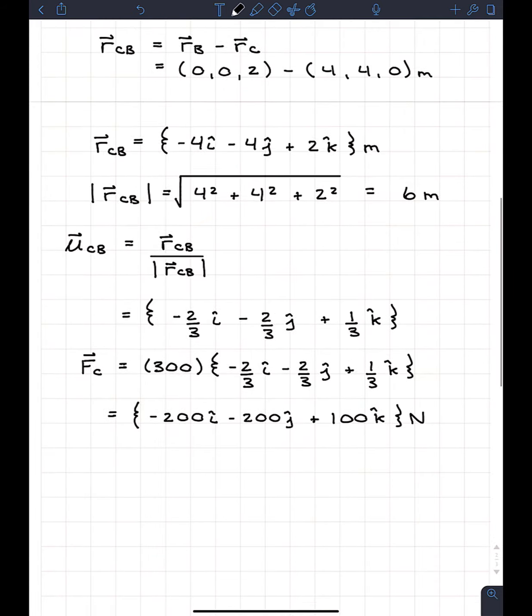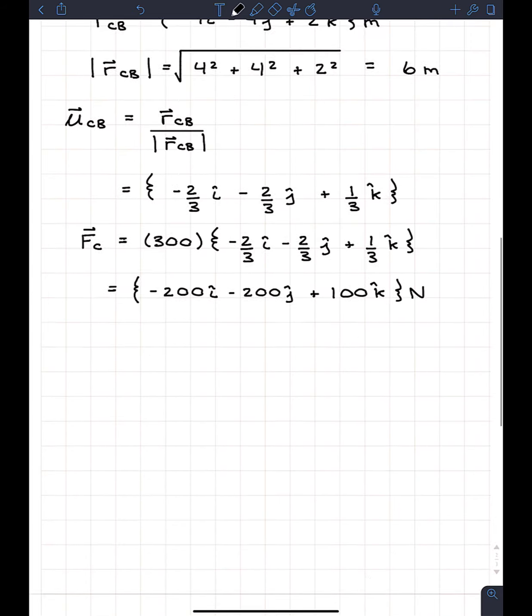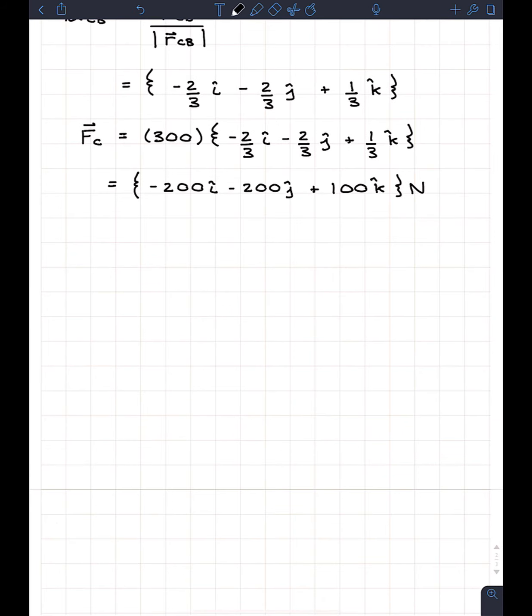And as we said before, our FR is actually equal to FC because all the other forces conveniently canceled. So the resultant force FR is equal to FC, which is -200i minus 200j plus 100k.